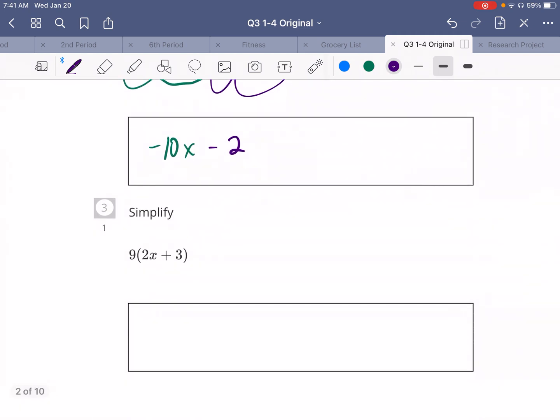All right, number 3, distributive property. We have to distribute the 9 to both terms inside the parentheses. So 9, and remember we're multiplying, right? That's what distributing is. 9 times 2x is 18x, plus 9 times 3 is 27.